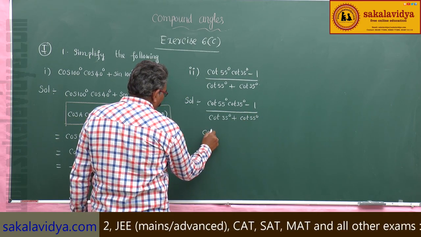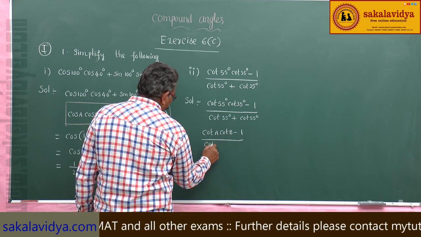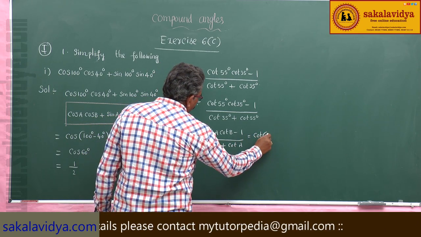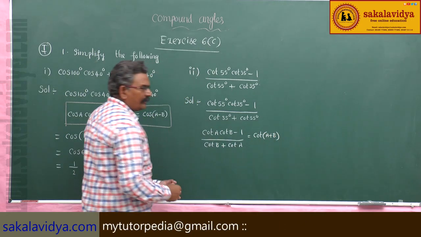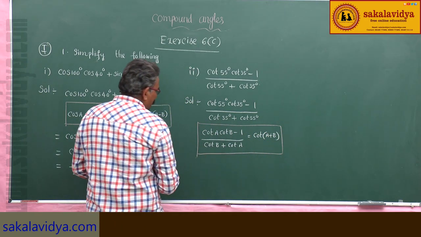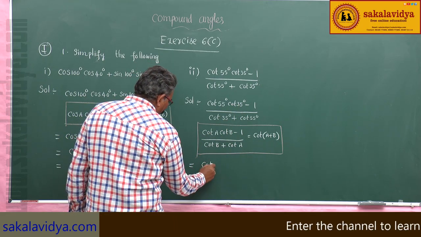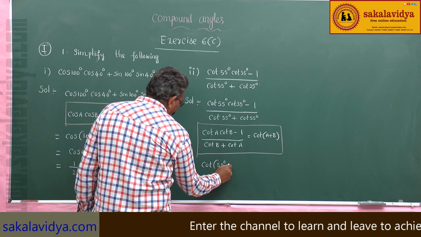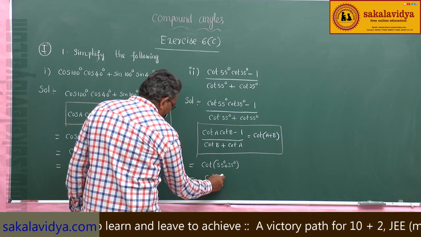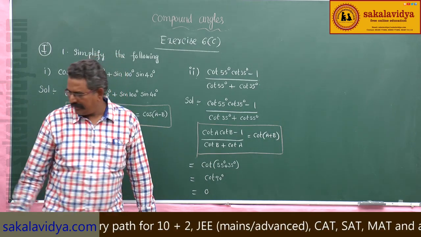So this is in the form of cot A cot B minus 1 by cot B plus cot A, which equals cot of A plus B. So now what is A and what is B? A is 55, B is 35. This is cot of 55 degrees plus 35 degrees. That is cot 90. Cot 90 degrees is equal to 0, whereas tan 90 is not defined. Now let us move to the third problem.